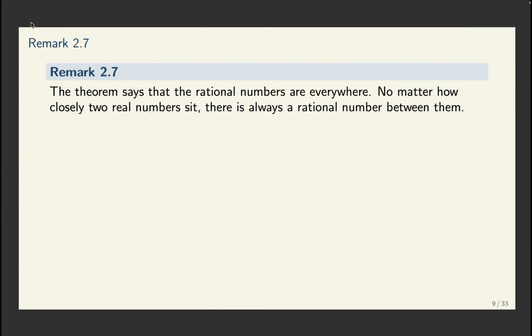So this is also good. The theorem says that the rational numbers are everywhere. No matter how closely two real numbers sit, there is always a rational number between them. Okay, so that's something intuitive.